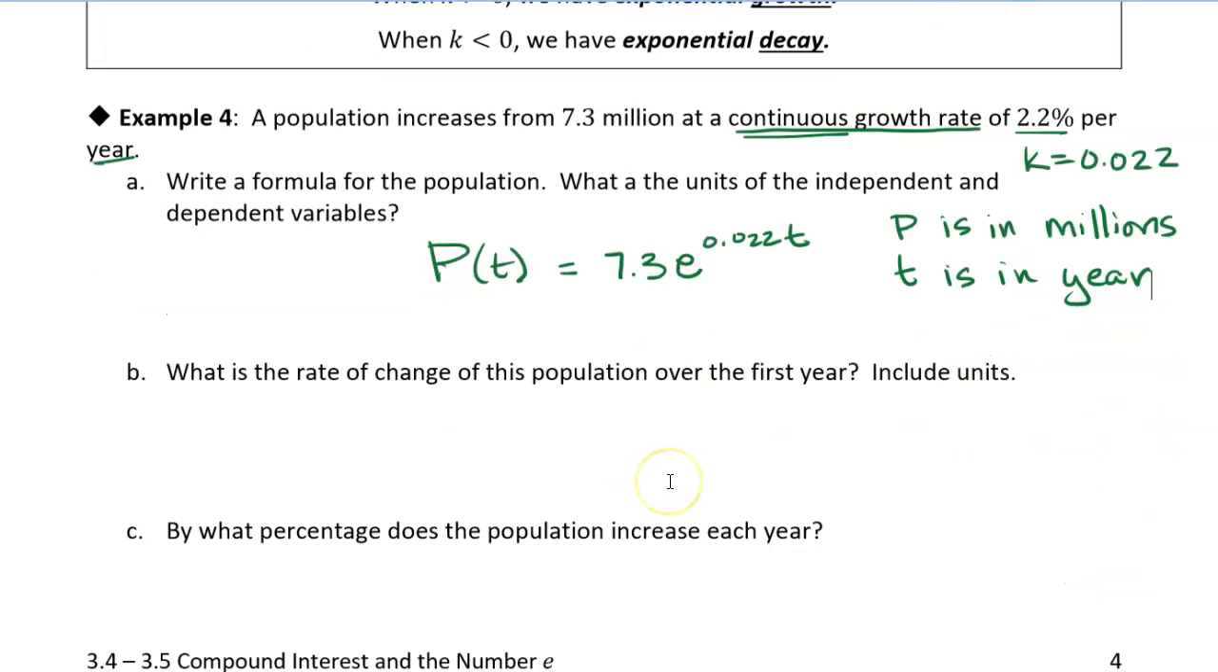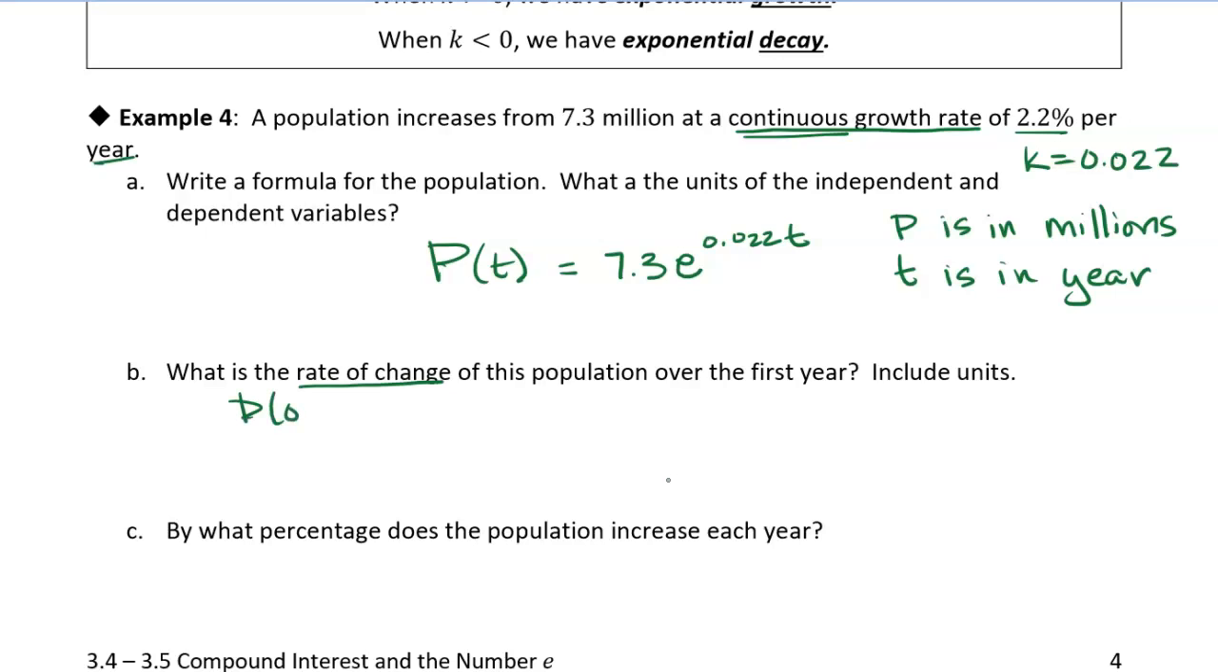P is in millions. All right, what is the rate of change of this population over the first year? Now be careful. We got lots of rates going on here. This is rate of change, right? This is essentially average rate of change. So we need to look at what was the change over that first year.